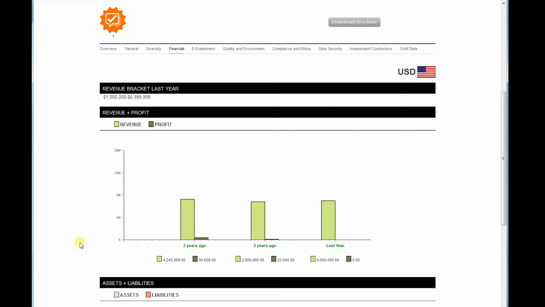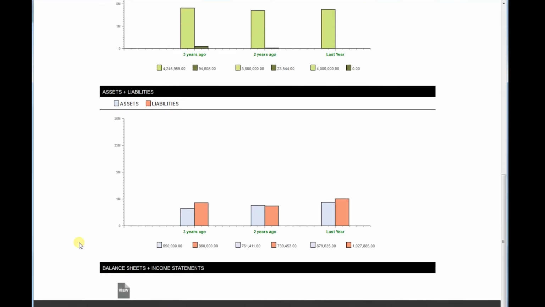At the bottom, you can upload balance sheets and income statements to provide further information.